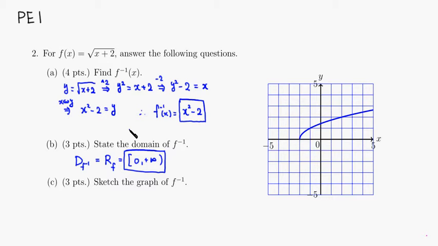Part C. Sketch the graph of f inverse. In order to sketch f inverse, we're going to draw a y equals x line. I'm going to draw a dotted line here for reference, since the graph of f inverse and the original function f are symmetric about this dotted line. So I'm going to just try to sketch this.